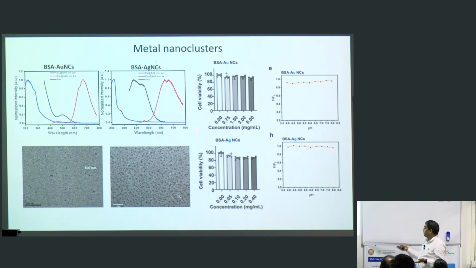So we checked the viability, or non-toxicity, and you can see that even at high concentration they are highly non-toxic. So these are very important materials to capture, and they are also quite stable within the physiological pH range, from pH 4 to 8. So their intensity is quite stable, right?